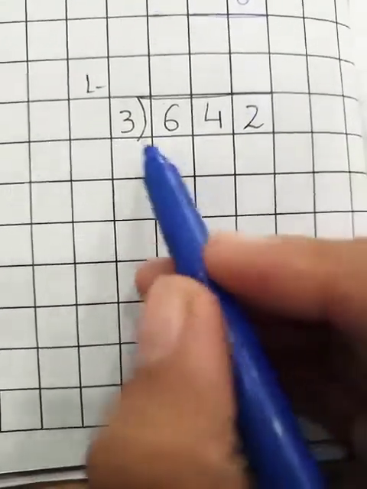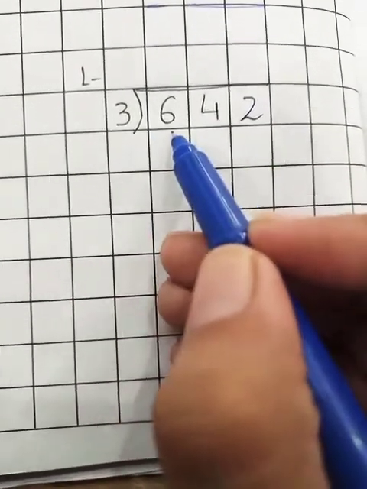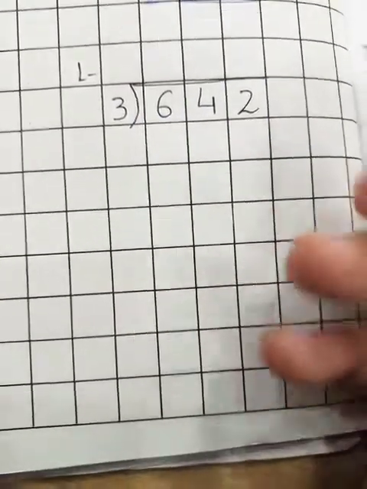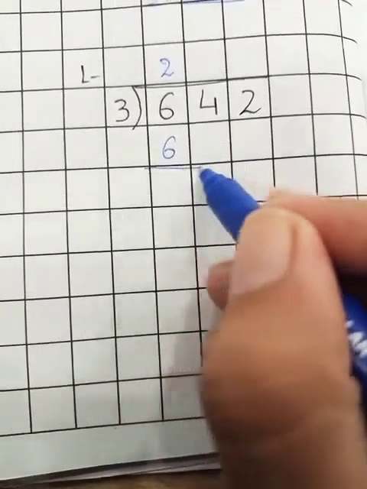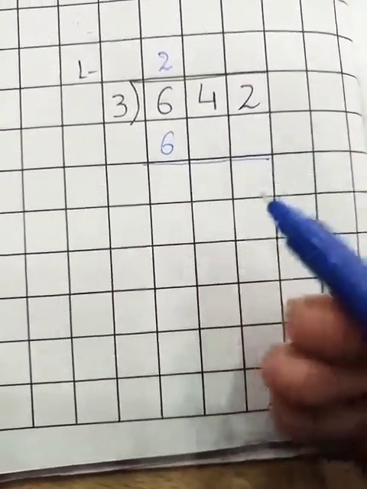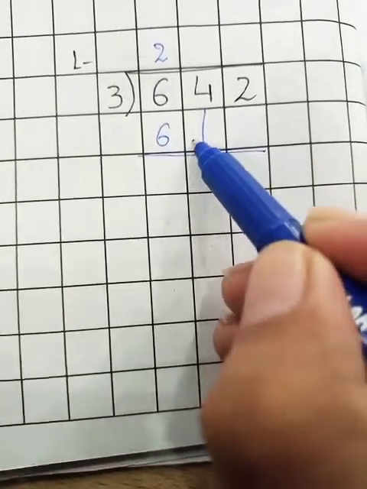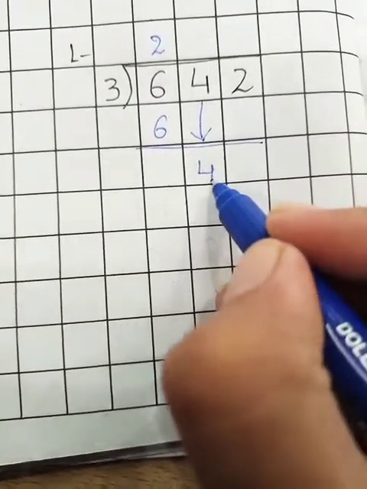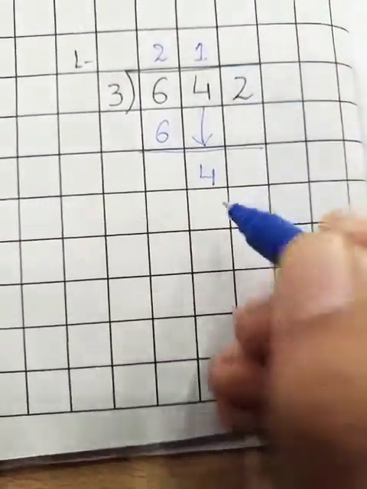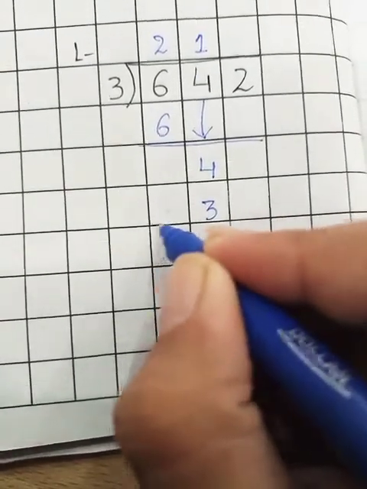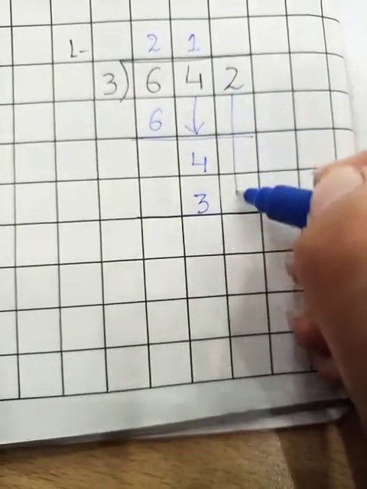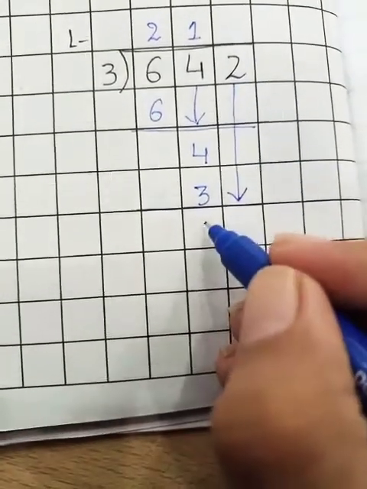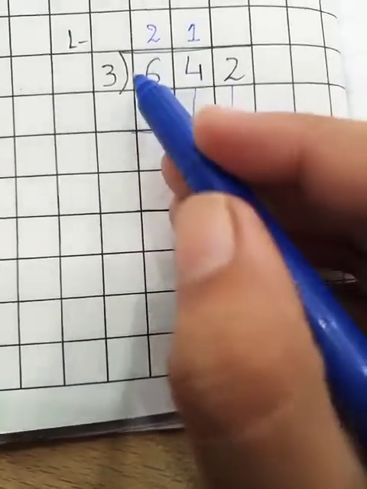Students, look at this. 3 is smaller than the first digit, so we can divide it. 3 twos are 6. Next step is subtraction. 6 minus 6 is 0. So we are bringing down our second digit here, that is 4. 4 is again bigger than our divisor, so we can write 3 ones are 3. 4 minus 3 is equal to 1. So students, this one is smaller than our divisor.